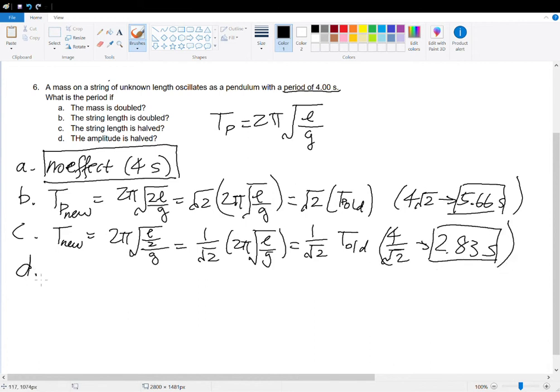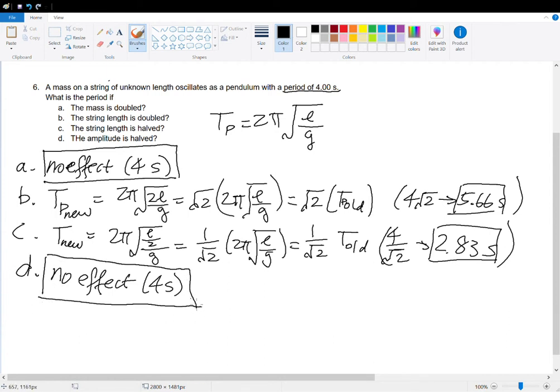For part D, if the amplitude is halved, well, we can see that amplitude doesn't appear anywhere in this expression either, right? Because it's just L, which is the length of the pendulum, and g, which is gravitational acceleration. So again, the answer is no effect, or 4 seconds. And that should be it. And that's all there is to it.